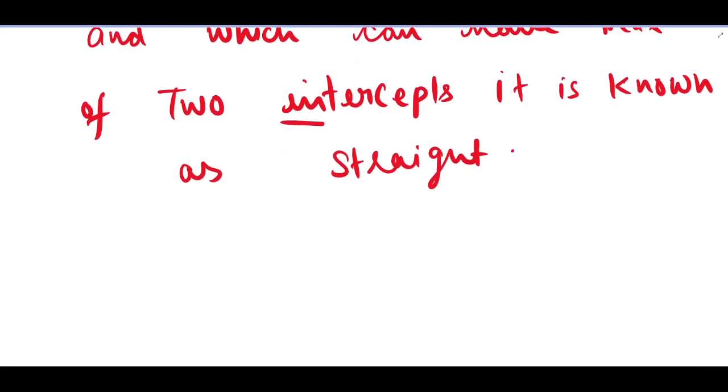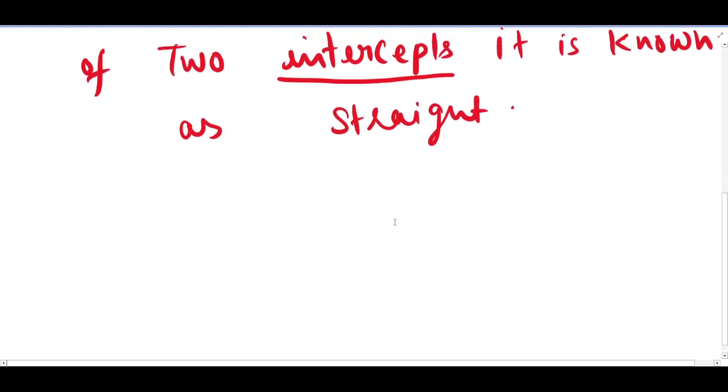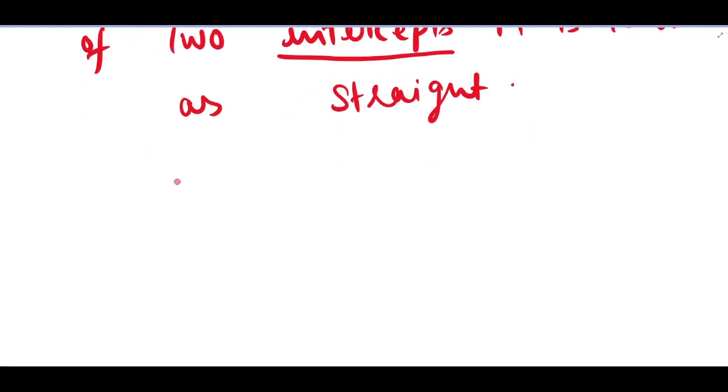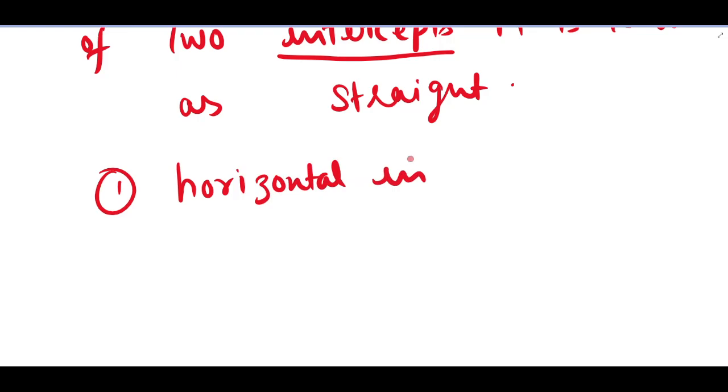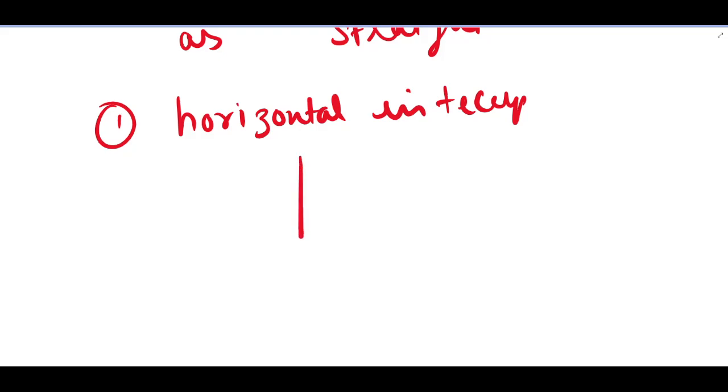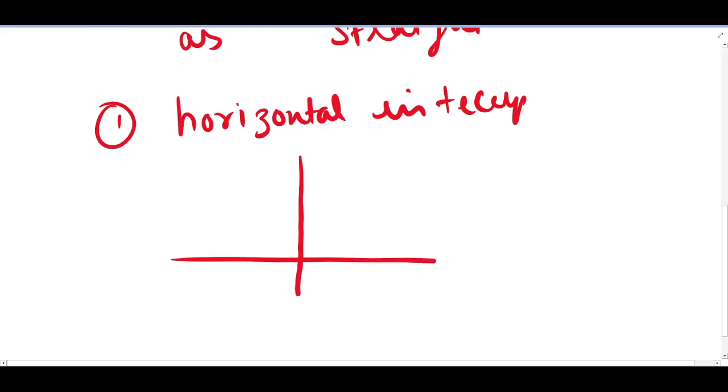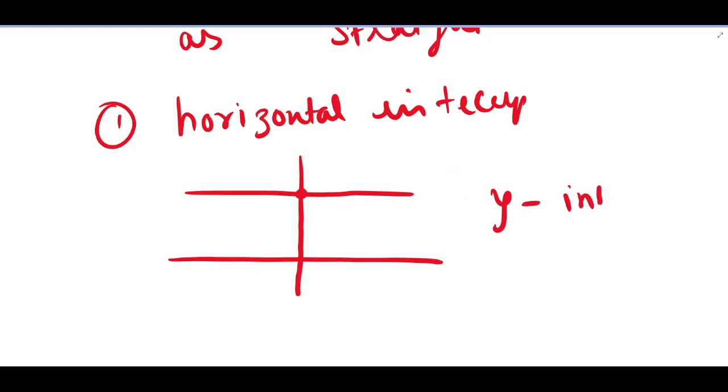So there are many intercepts of a straight line. First is horizontal intercept. In this, a straight line will intersect the y-axis at one point, and we call this point the y-intercept. So this is the y-intercept. That is called point B, 0, a.